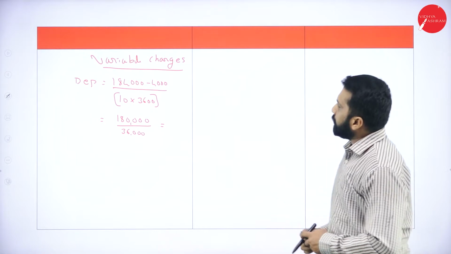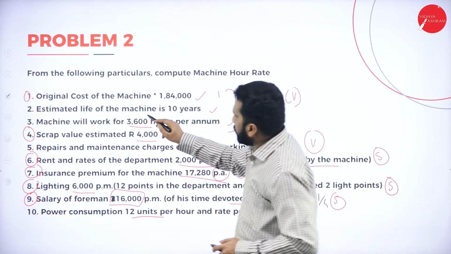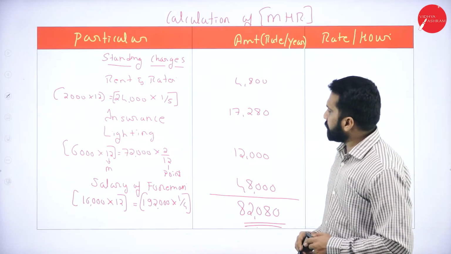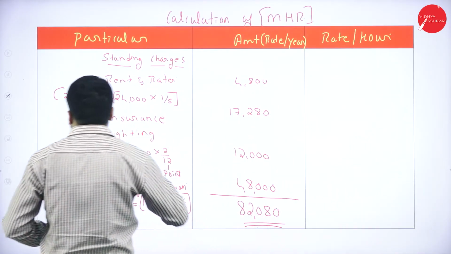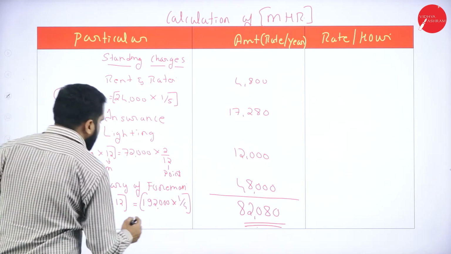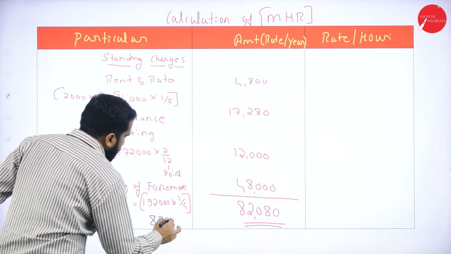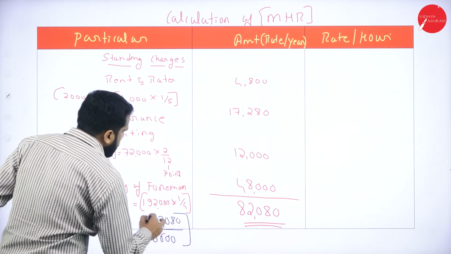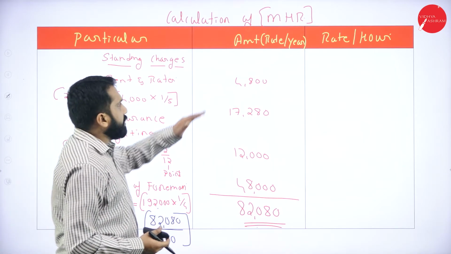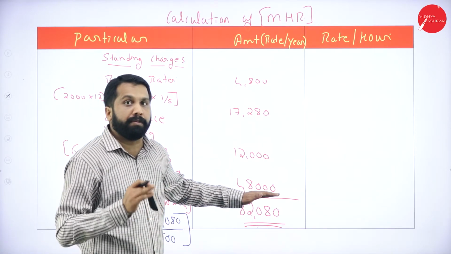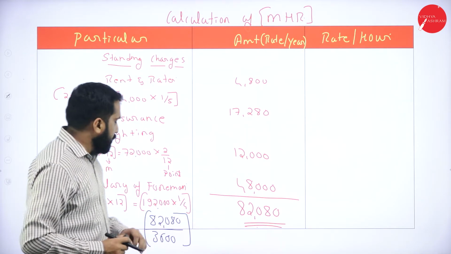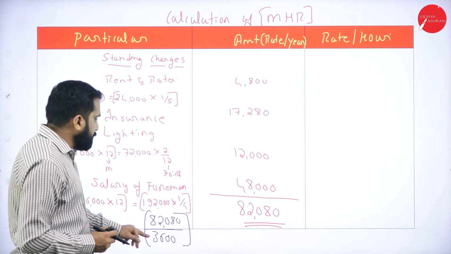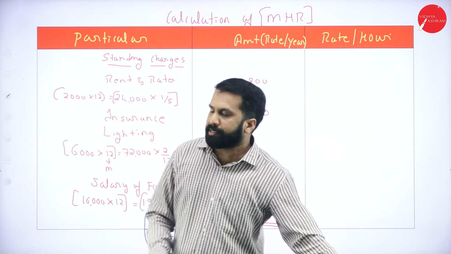Now, what is the total hours? 3,600 hours per annum. Remember that. Now, what is your answer? 82,080 divided by 3,600. So you have calculated per year. We don't want per year. We want per hour. Now, you know the total expenditure. You know how many hours it worked. Divide, and you will get your final answer.